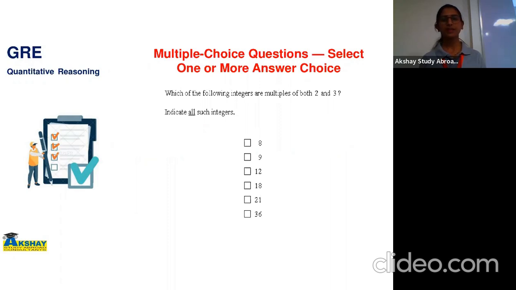Good. 12, 18, 36. These three are correct. Okay. Can you please explain how it is? 12, 18 and 36 are multiples of 6, and 3 plus 6 is 9, which is a property of 3. Okay, so you check each and every option by dividing it by 2 and 3.